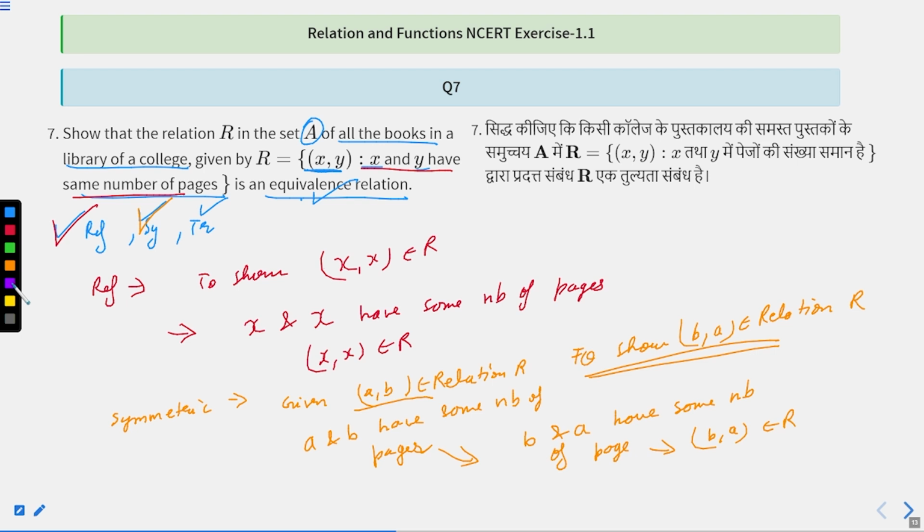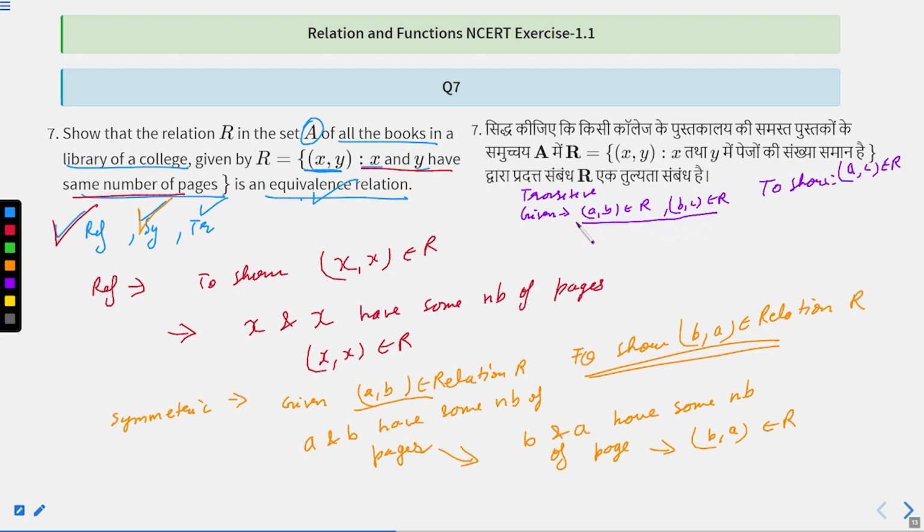Now let's check for transitivity. For transitive, what are we given? We are given A comma B belongs to the relation R, B comma C belongs to the relation R, and what we need to show is A comma C also belongs to the relation R. So let's show.